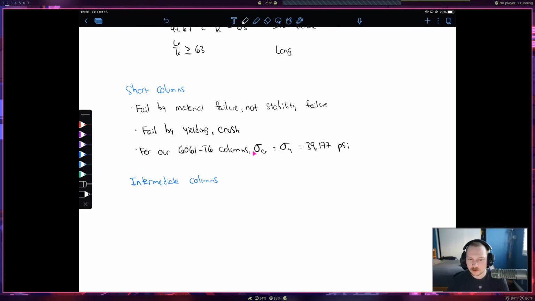Also going to add on there that when they fail by yielding, they crush, just like we talked about before. So they don't really deflect outwards much at all. They do a little bit, but it's not very much. So we're going to say that they fail by yielding and that they just smush down, kind of like a soda can.